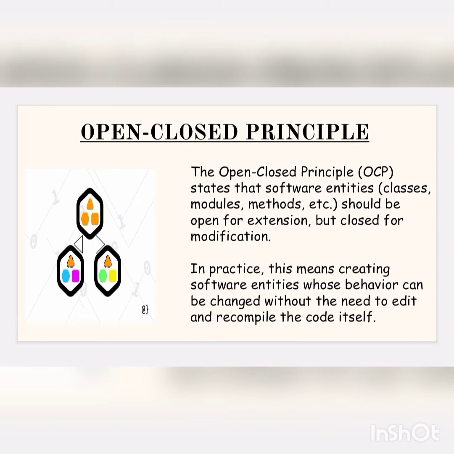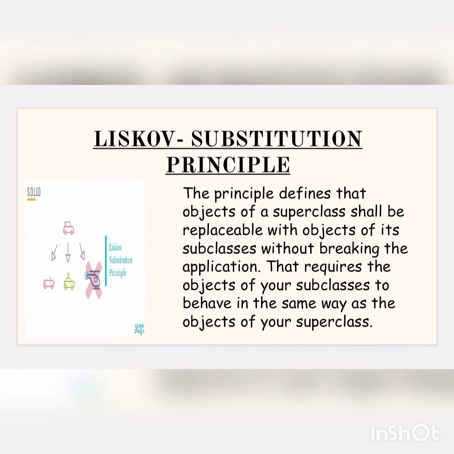The open closed principle states that software entities such as classes, modules, methods, etc. should be open for extension but closed for modification. In practice, this means creating software entities whose behavior can be changed without the need to edit and recompile the code itself. A principle which states that we should add new functionality by adding new code, not by editing old code. It defines a lot of value of object-oriented programming.